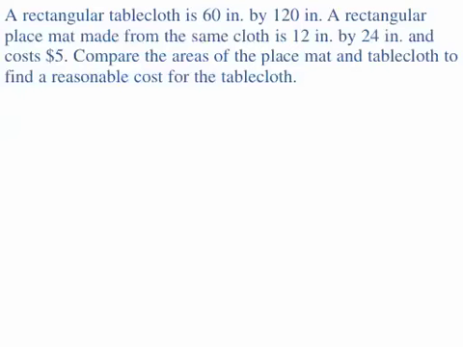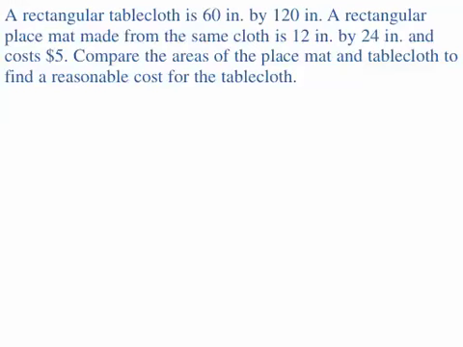The next example says a rectangular tablecloth is 60 inches by 120 inches. A rectangular placemat made from the same cloth is 12 inches by 24 inches and costs $5. Compare the areas of the placemat and tablecloth to find a reasonable cost for the tablecloth.